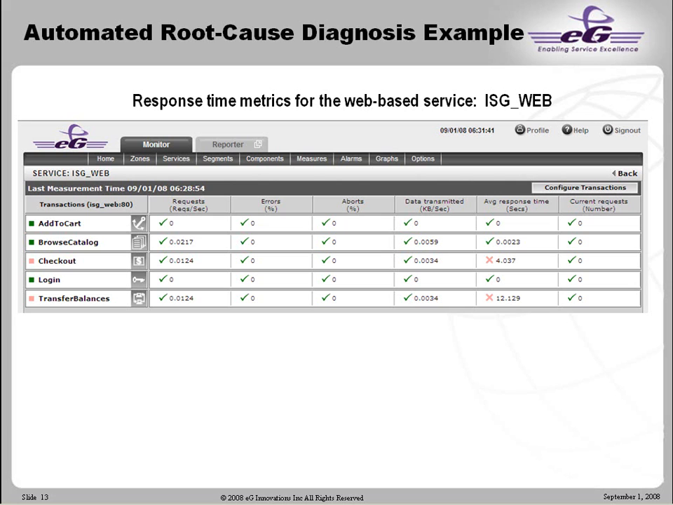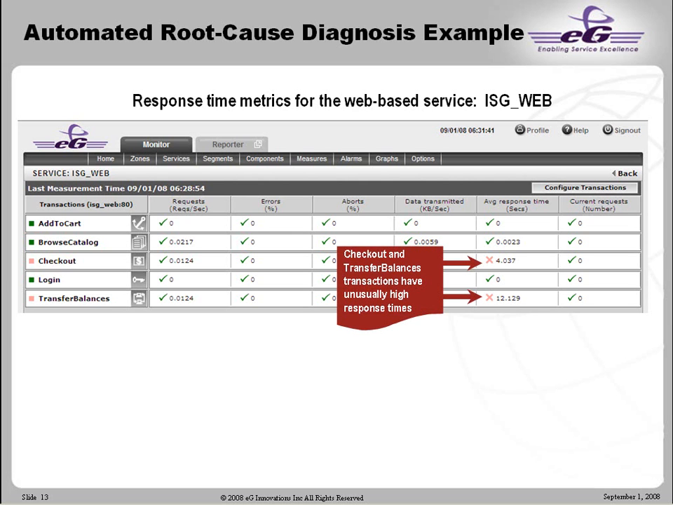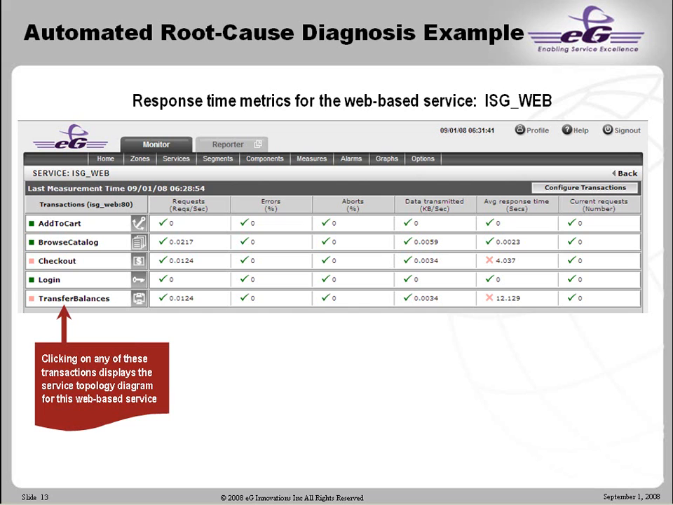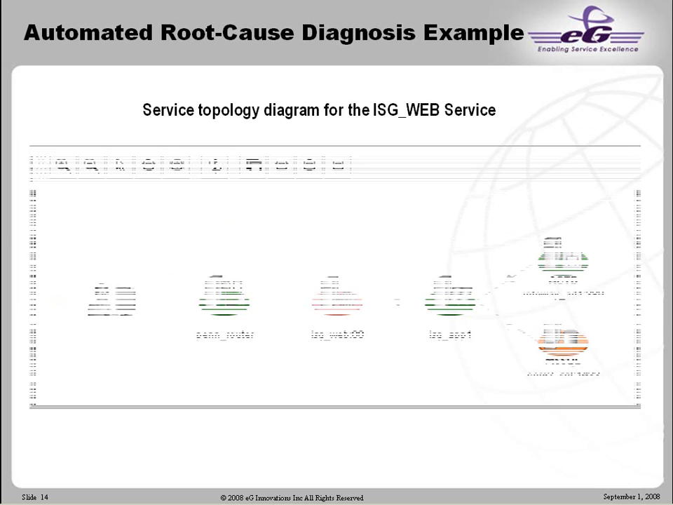Now let's take a look at an example of how EG Enterprise supports automated root cause diagnosis. We will start with a display of transaction metrics for a web-based service named ISG Web. We can see that the checkout and transfer balances transactions have unusually high response times. Clicking on any of these transactions displays the service topology diagram for this web-based service.